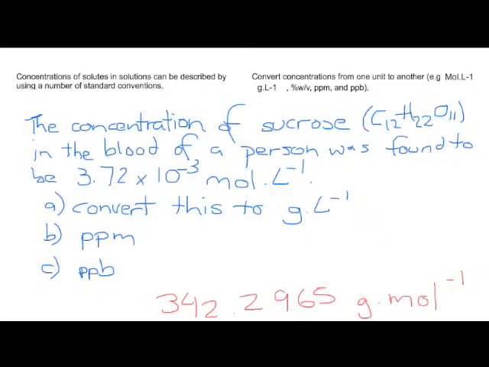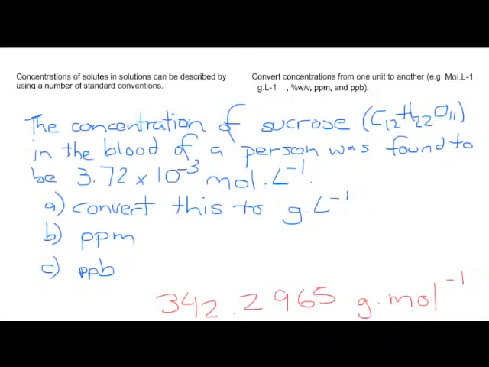So to convert moles per litre into grams per litre, all we need to do is times the moles per litre value with the molar mass value. And that gives us a final figure of 6.65 grams per litre.